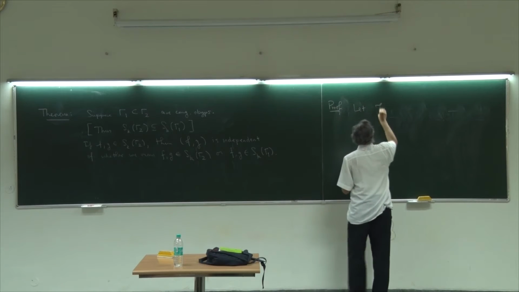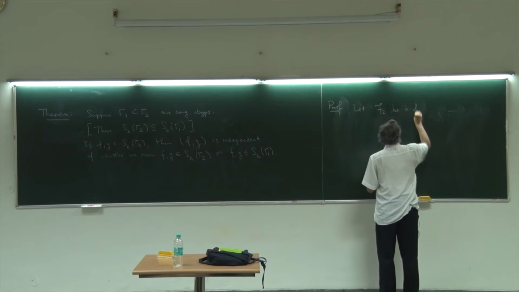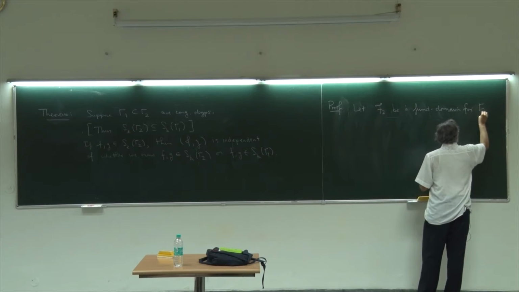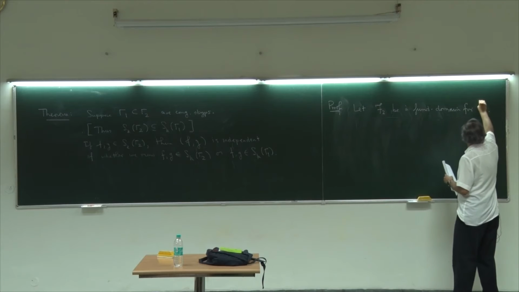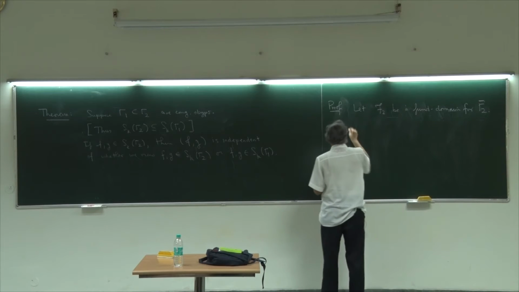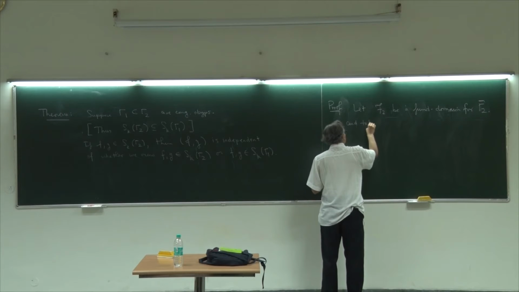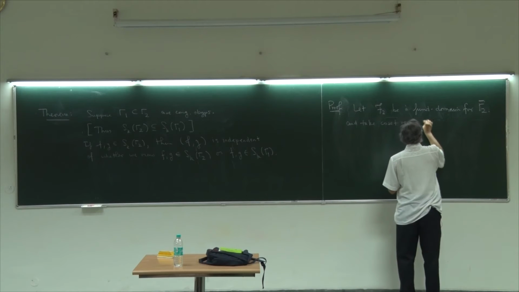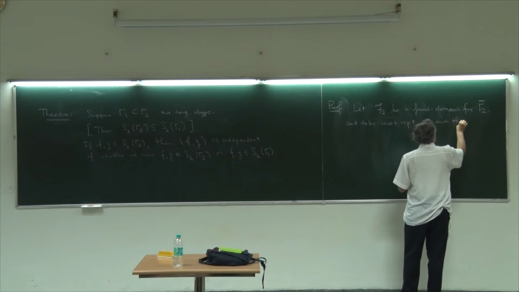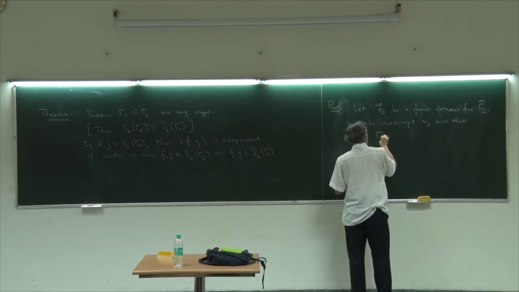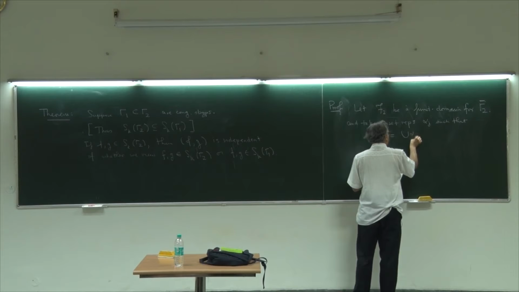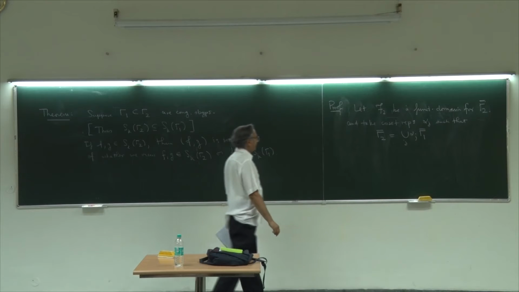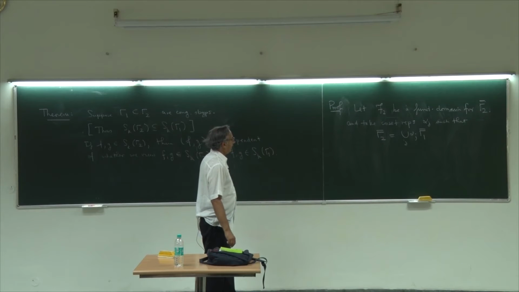Let F2 be a fundamental domain for gamma 2 bar. Doesn't really matter. Take coset representatives alpha j such that gamma 2 bar is equal to alpha j gamma 1 bar. So these are finite indices, and therefore we will have a finite union.